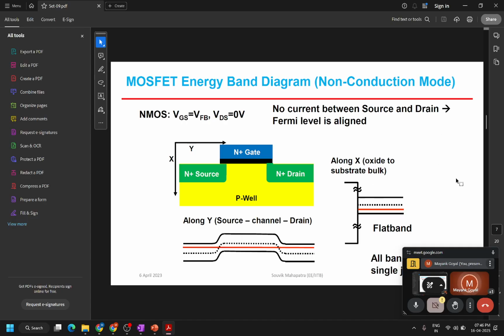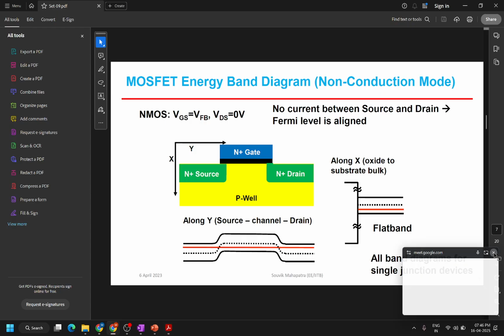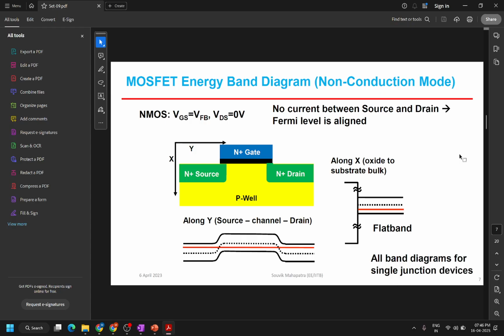I will explain MOSFETs now. This is how a MOSFET is. You have a P region, and then source and drain are N plus. Then you have an oxide, and here the gate is also N plus.